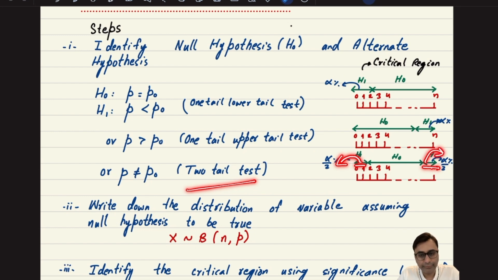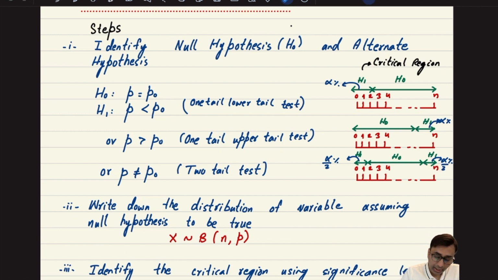For instance, if you know the significance level is 5%, for a one-tail lower tail test, your lower tail probability has to be 5%, and that is where your critical region would lie. Or if it is a one-tail upper tail test, then your critical region would be the upper tail with 5% probability. But for a two-tail test, it will be 2.5% on both tails.